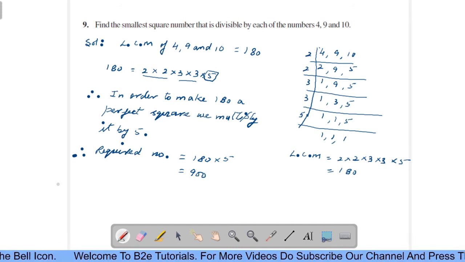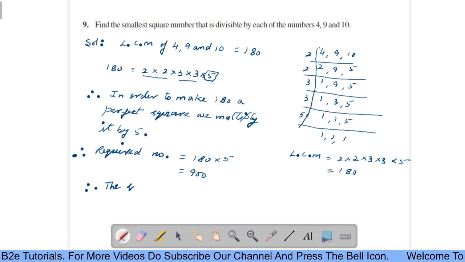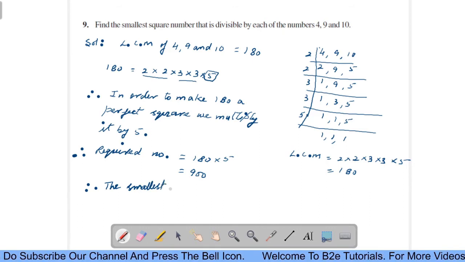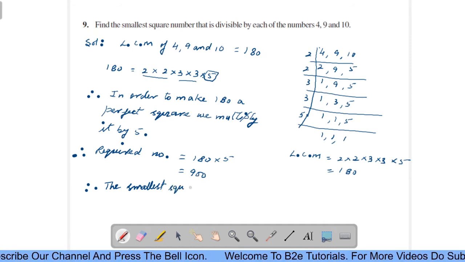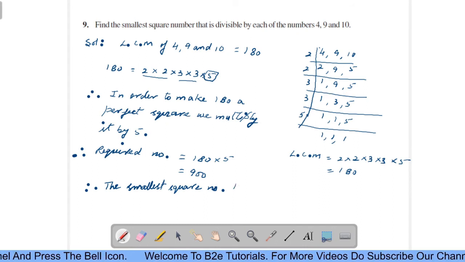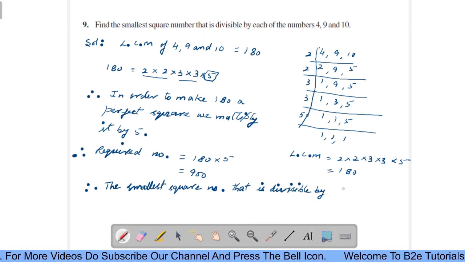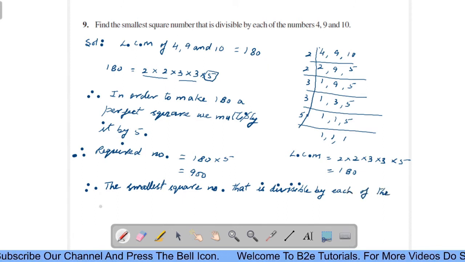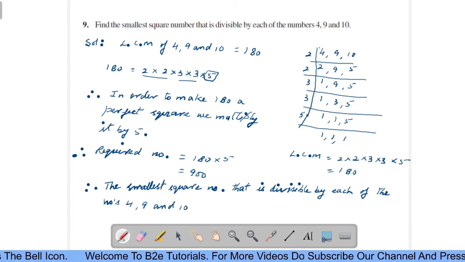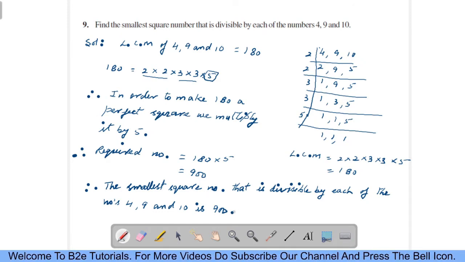Therefore the smallest square number that is divisible by each of the numbers 4, 9 and 10 is 900. Now come to the next question.